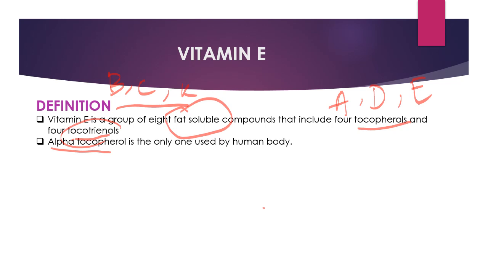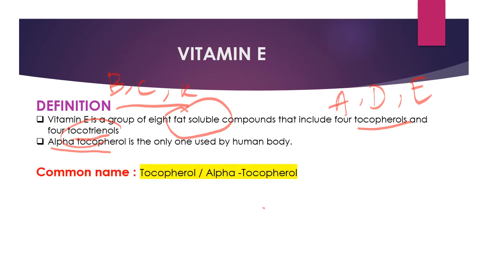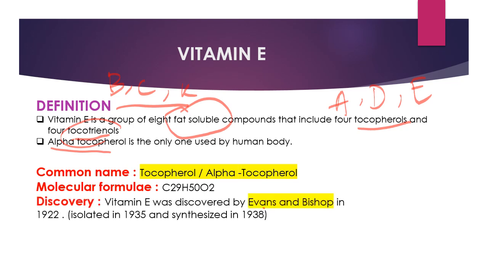Next, its common name is tocopherol or alpha tocopherol. Molecular formula C29H50O2. It was discovered by Evans and Bishop in 1922. It was isolated in 1935 and synthesized in 1938.